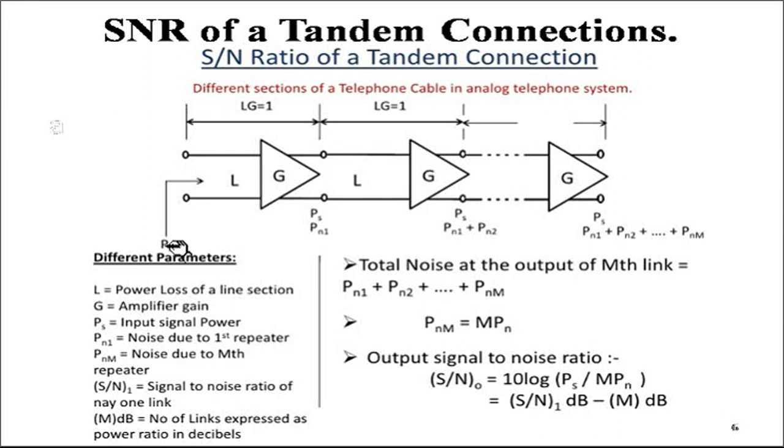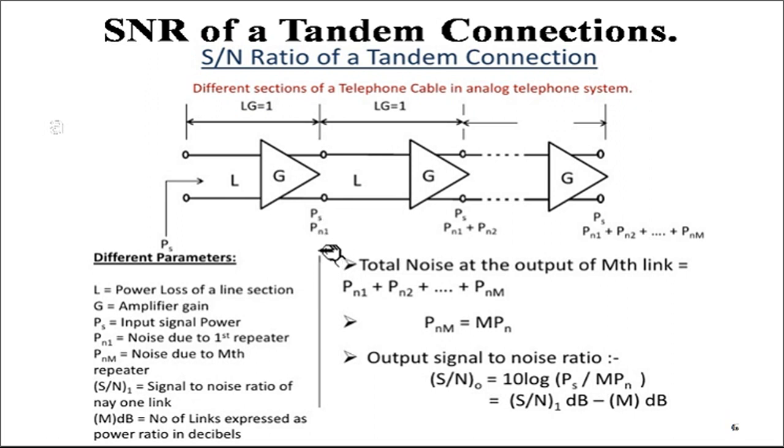Let P of S be the input signal power, and we will consider the noise negligible in the first stage. As the signal travels along the first section, it gets attenuated by the factor L. But we know the power gain G is such that G into L equals 1. Hence the output signal power of the first amplifier would be the same as the input. What was the input signal power? That is P of S. So the same power we are getting here, that is P of S.